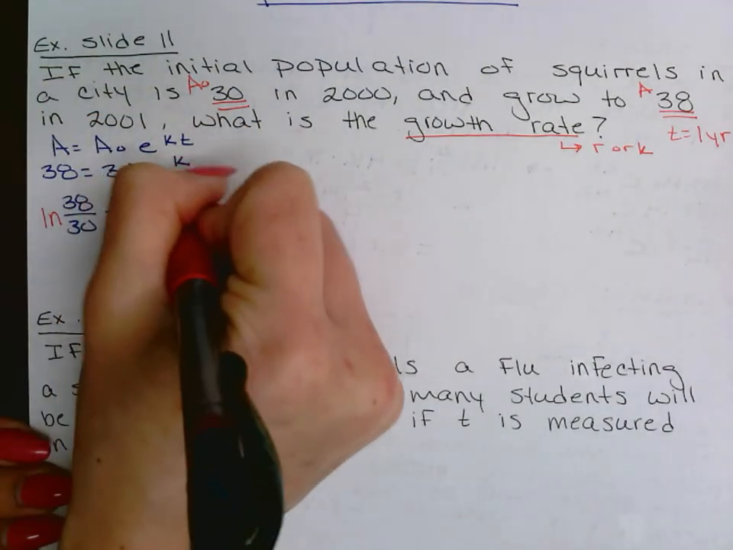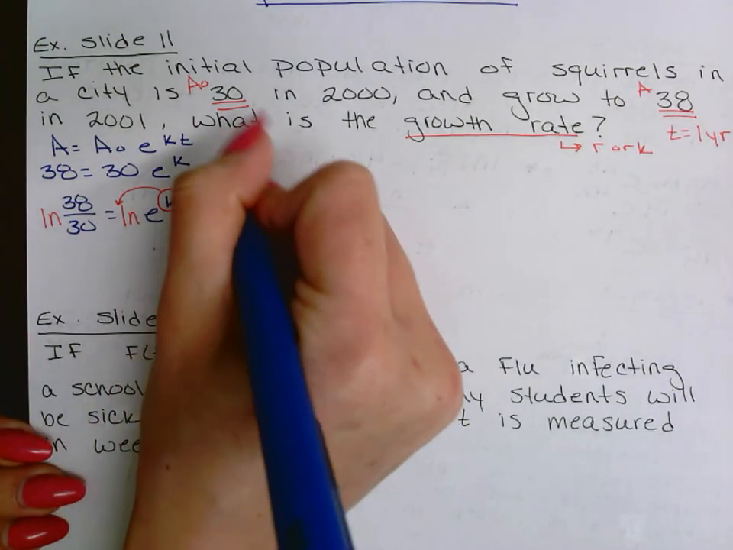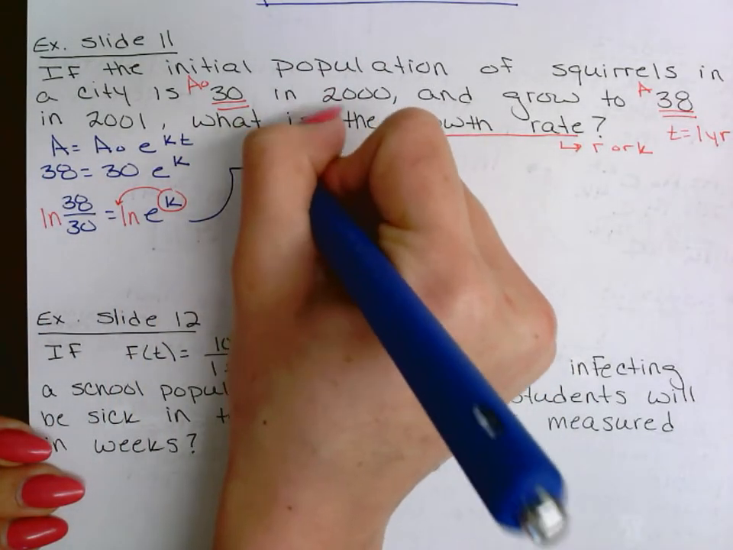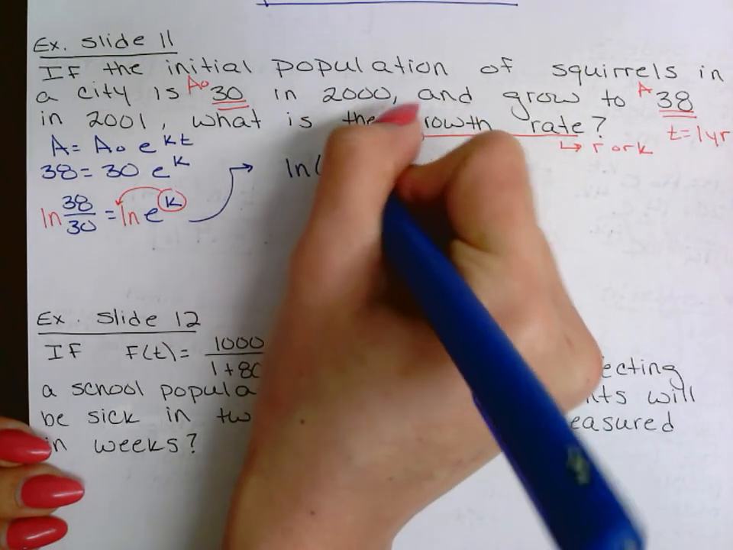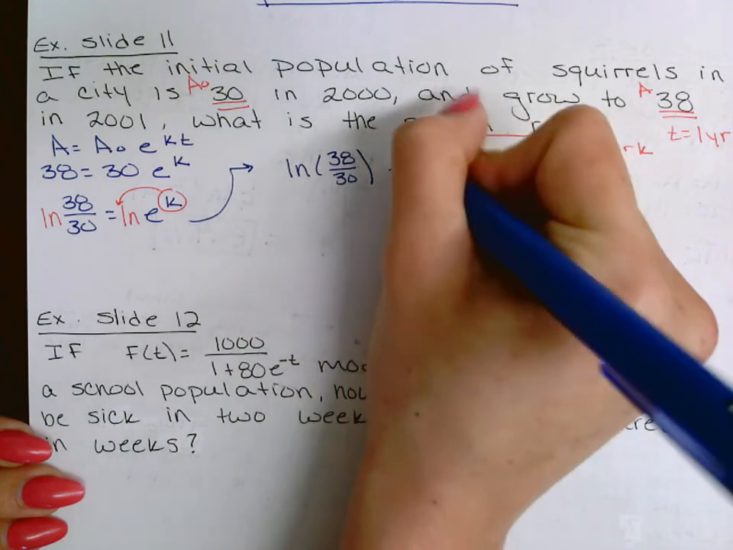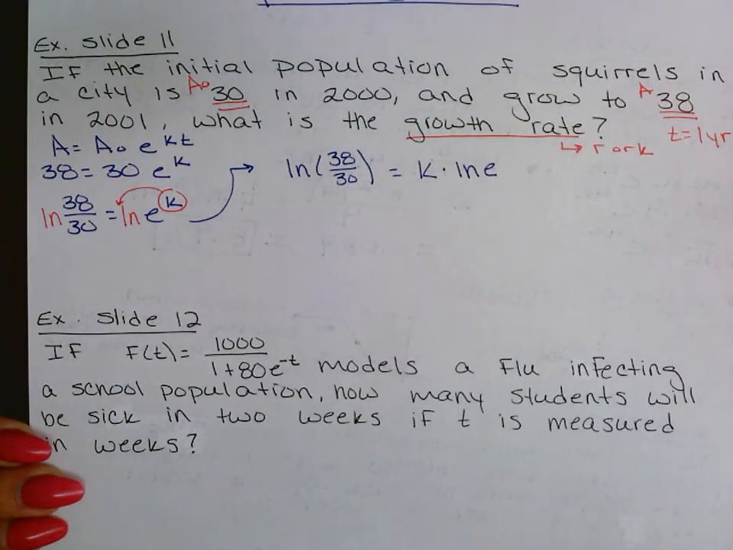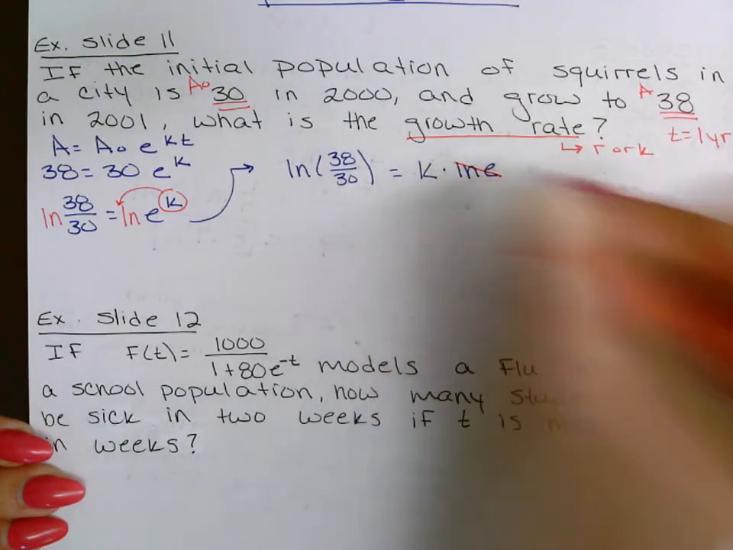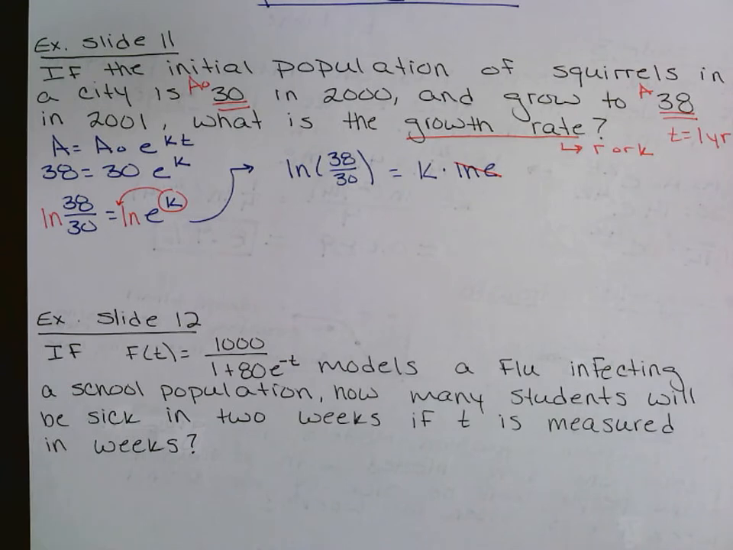Okay, and then that k will move as a coefficient. So I will have ln of 38 over 30 equals k times ln of e. What does ln of e equal? 1. So 1 times k will just give me k. So now go ahead and plug that into your calculator. Pause for a moment if you need to.